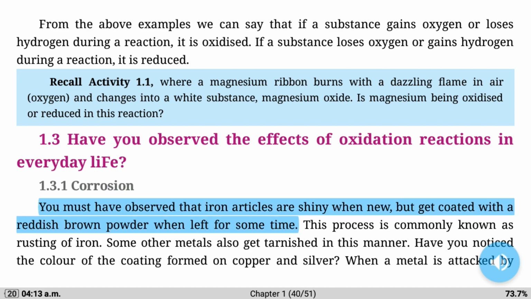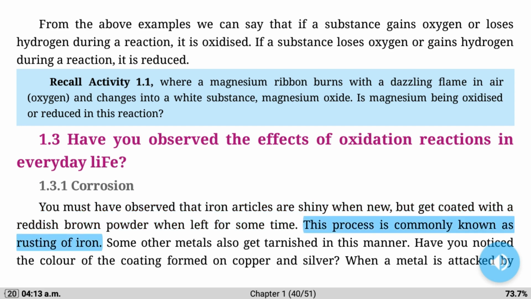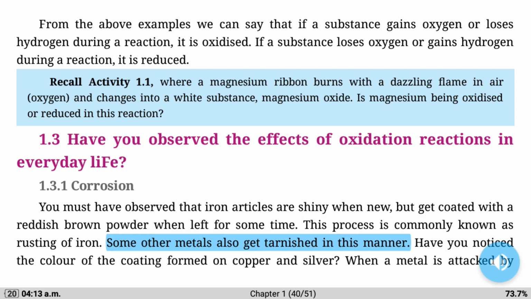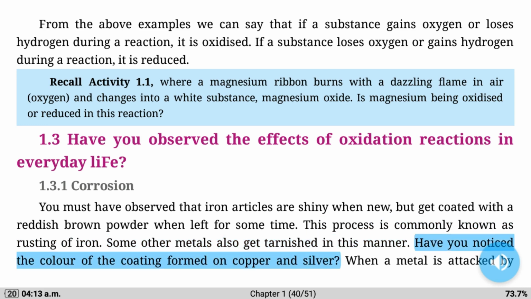1.3.1 Corrosion. You must have observed that iron articles are shiny when new, but get coated with a reddish-brown powder when left for some time. This process is commonly known as rusting of iron. Some other metals also get tarnished in this manner. Have you noticed the color of the coating formed on copper and silver?